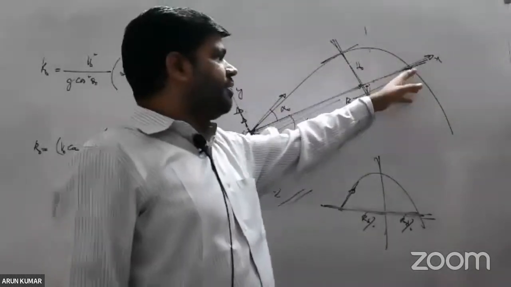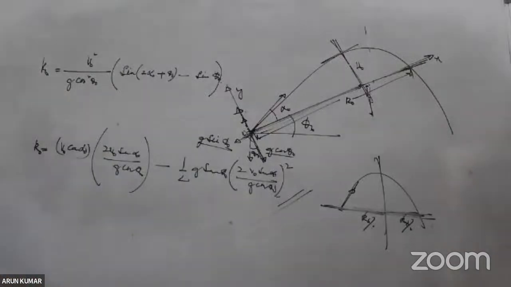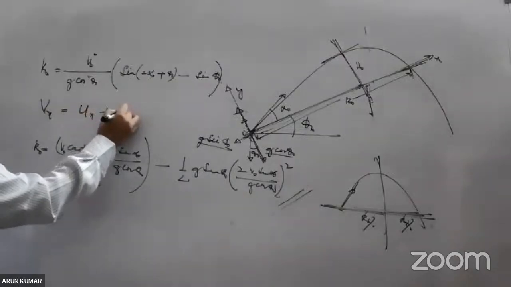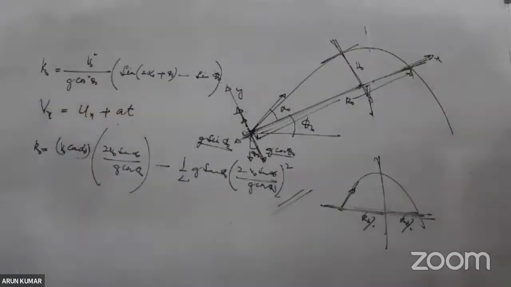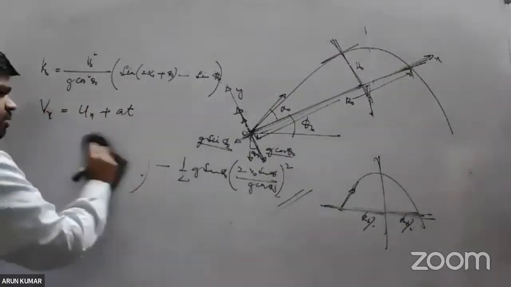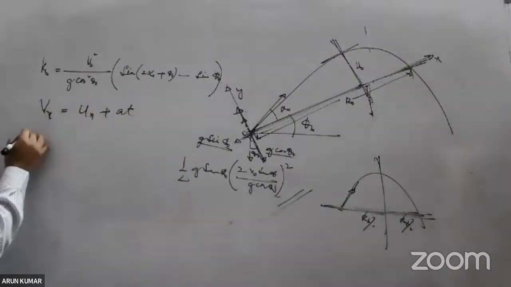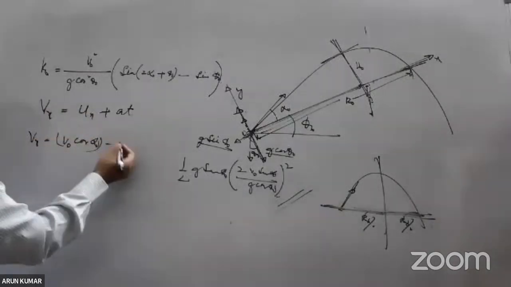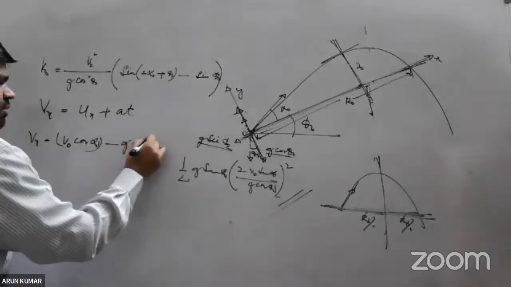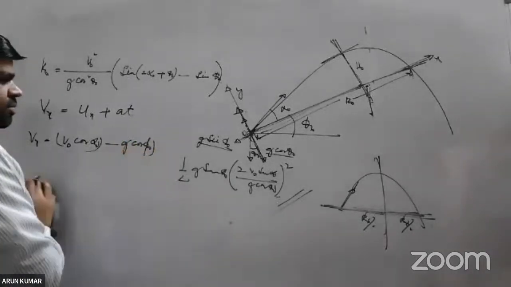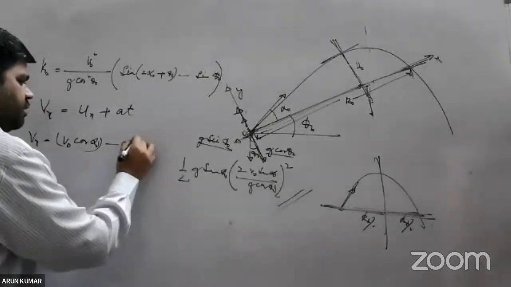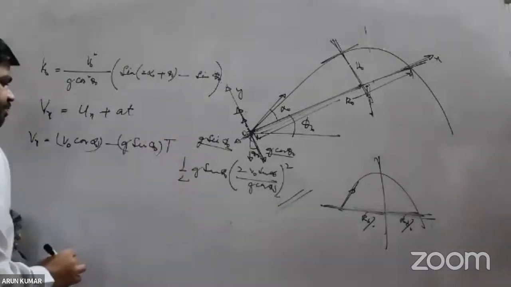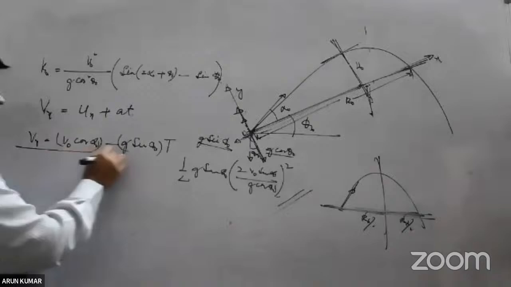What is the velocity over here? If I ask you, what is the horizontal velocity? Vx is equal to ux plus at. So Vx is equal to V naught cos alpha naught minus g sine theta naught into time of flight T. This is my Vx.